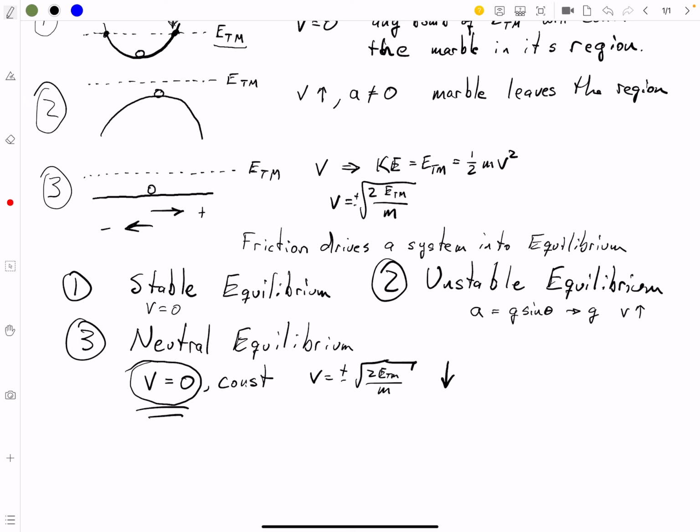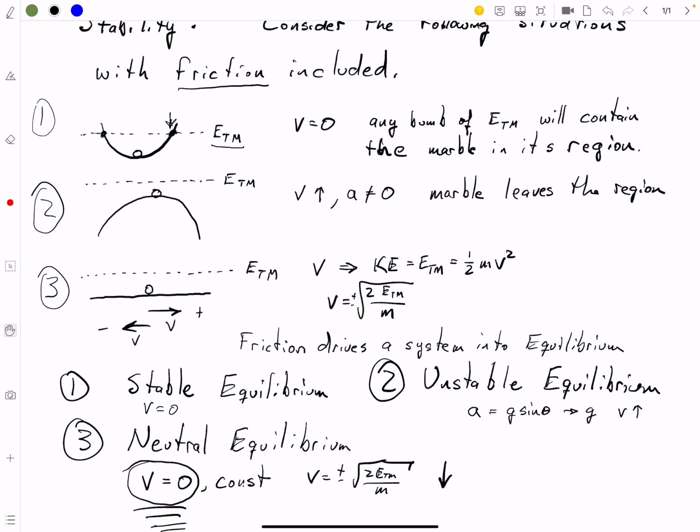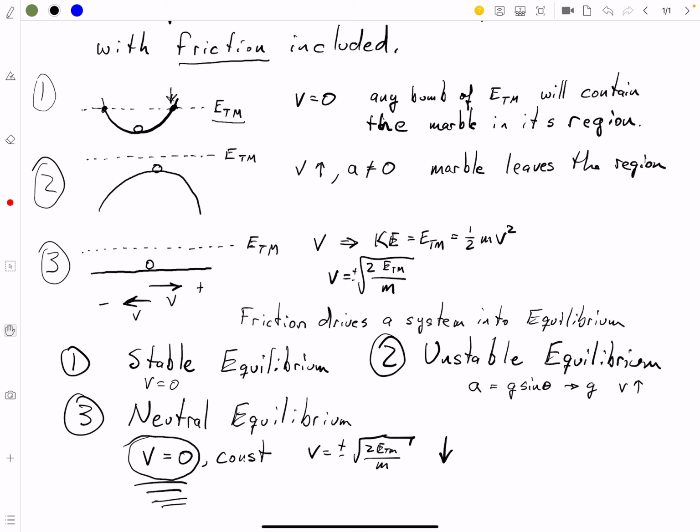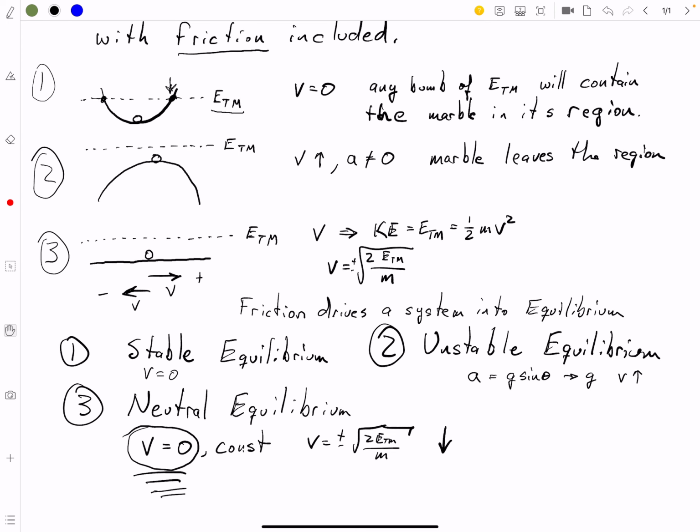And we all know on a level surface, even a ball rolling, it might roll for quite a while, but unless it has wind at its back, its velocities, whether plus or minus, are going to end up dropping to 0, and you'll end up with v equals 0. Okay? So these are the 3 possible conditions that you can have for equilibrium. We've got stable equilibrium, unstable equilibrium, neutral equilibrium.